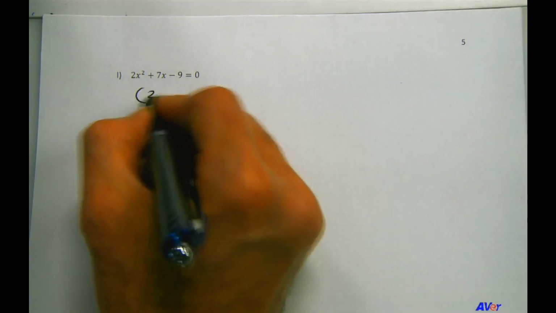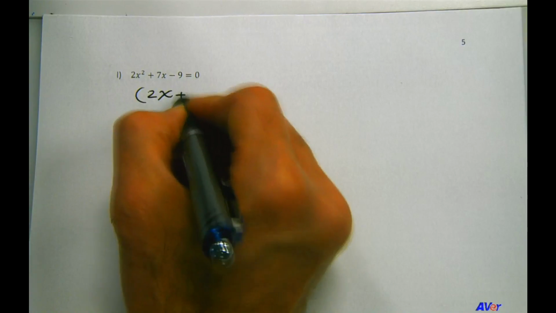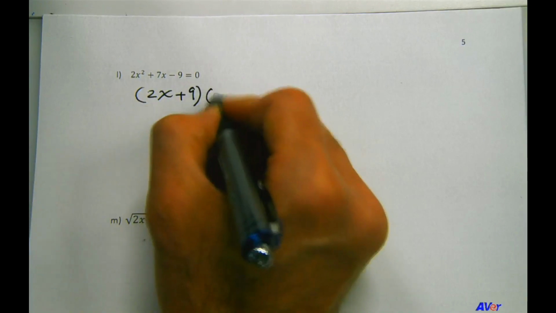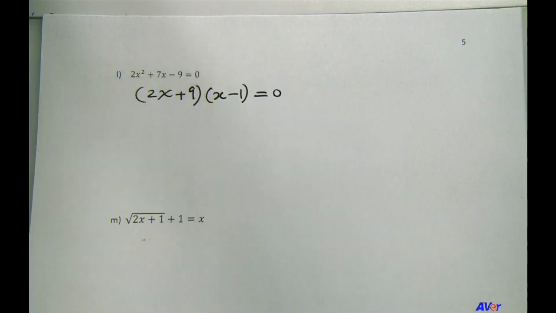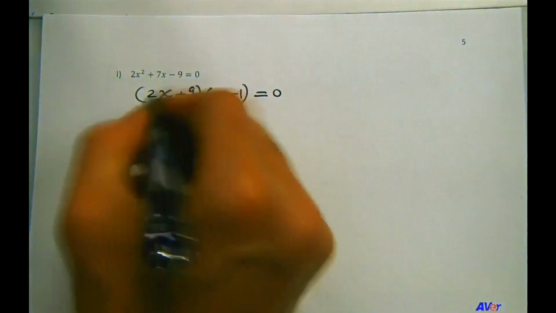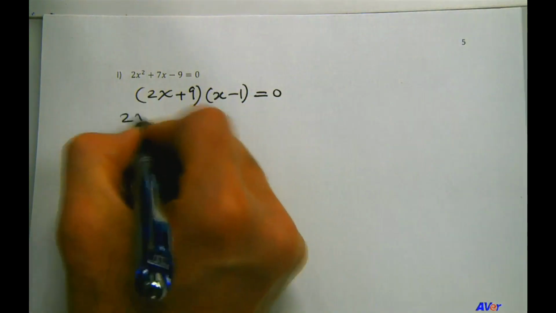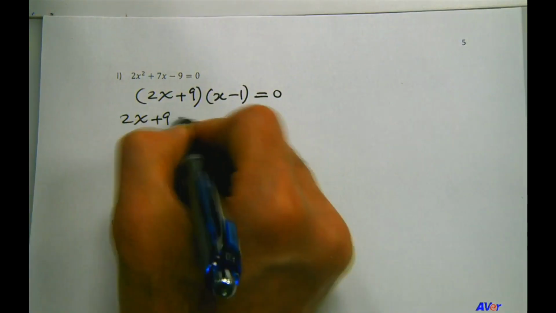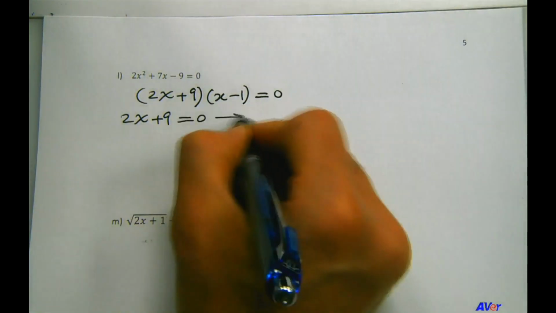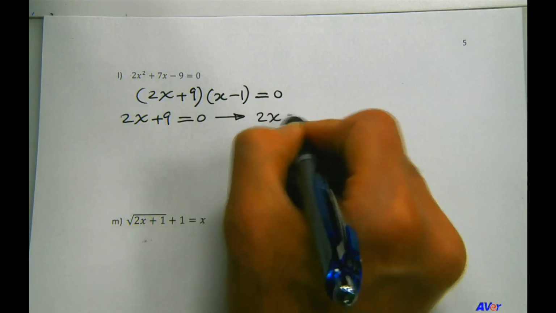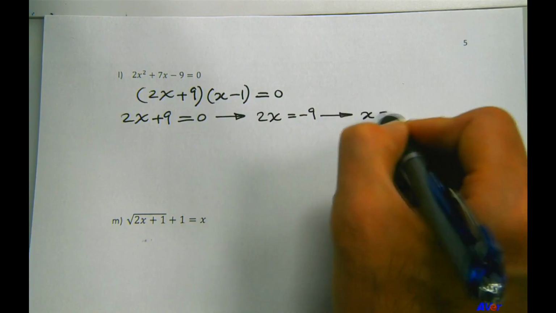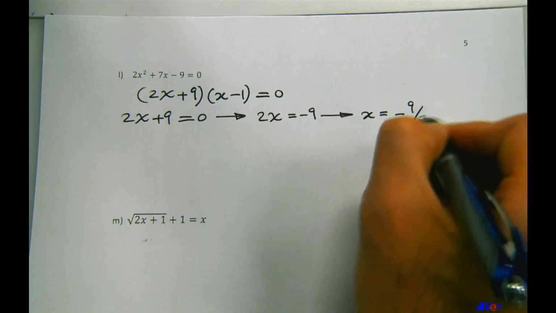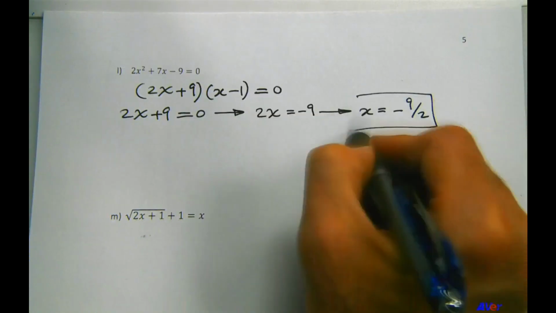So we have 2x plus 9 times x minus 1 equals 0. Okay, so let's set each factor equal to 0 and solve for x. That's one solution for x.